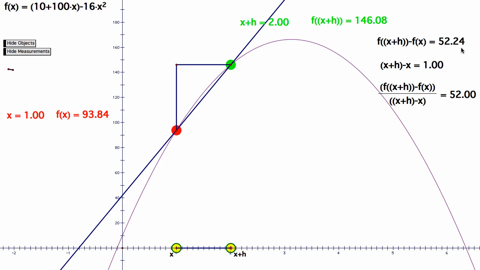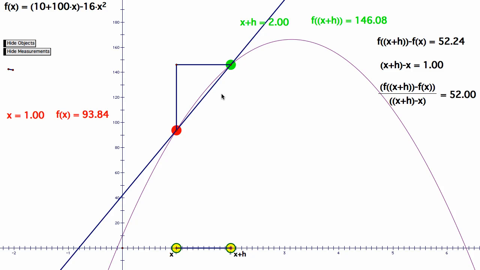Now it should be 52.24. I suspect there's some rounding error going on in here. That's why you see this different. Obviously 52.24 divided by 1 is not 52, it's 52.24. Okay, well, what would happen if we ask this question?